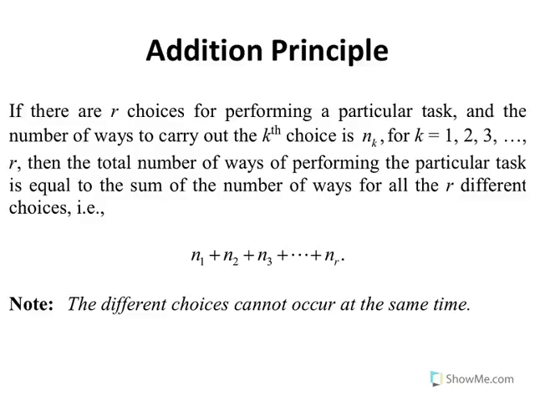Alright? So how many ways can you go to the toilet? You go to the student one or you go to the staff one, right? You don't go to the girls' toilet if you're a boy, okay? Yeah, so there are 2 choices and it cannot happen at the same time, okay? So the number of ways of performing the particular task is equal to the sum of the ways for your choices.